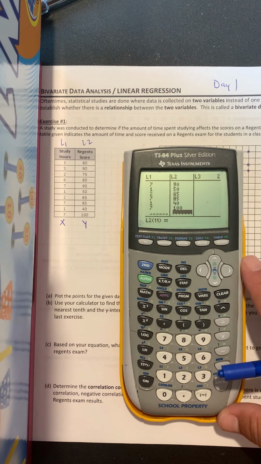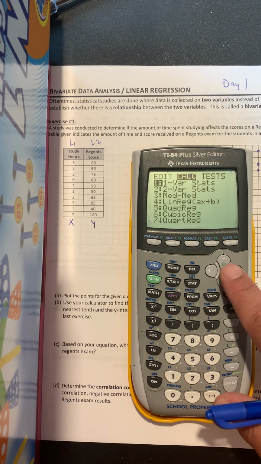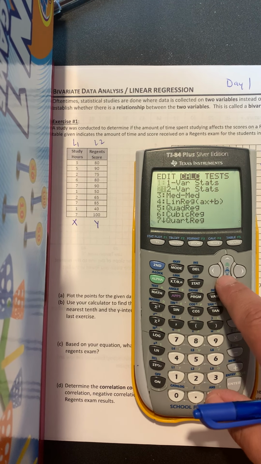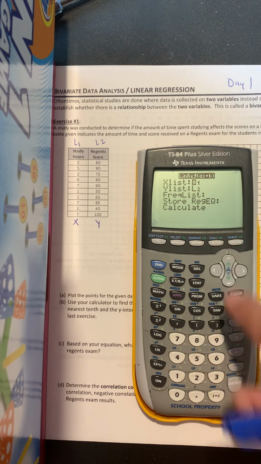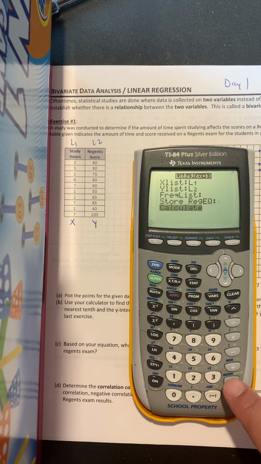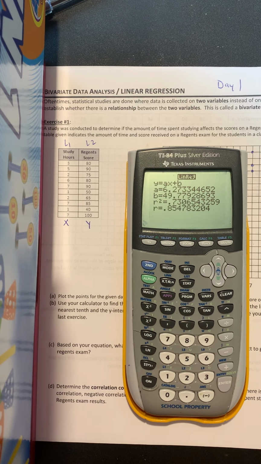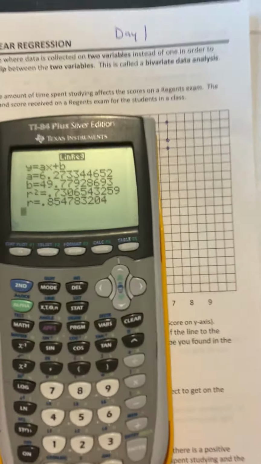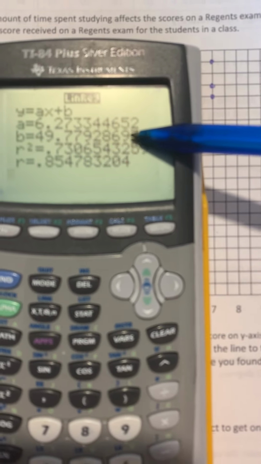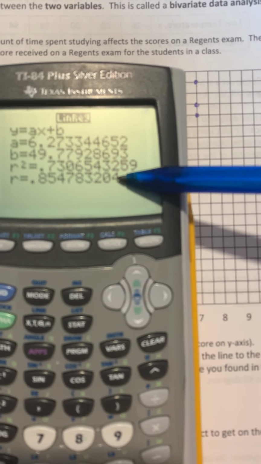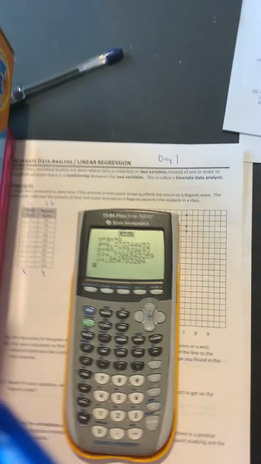Okay? So now the next part of it, I just hit stat and I go to calc. So I go right to calculate and I go down to number 4 for linear regression. And I just keep hitting enter until I get to calculate. And then bam, there it is. Now a couple things that we want to look at here on the calculator. These 2 numbers are going to give us our equation. And then this R is your correlation coefficient. And we'll talk about that as we get into it.